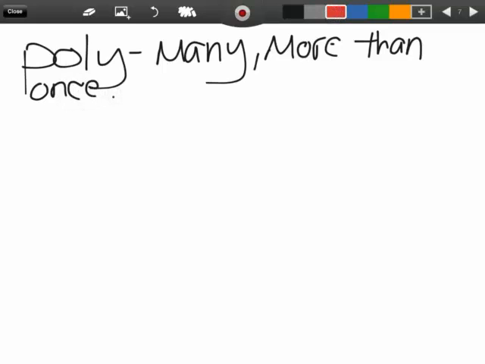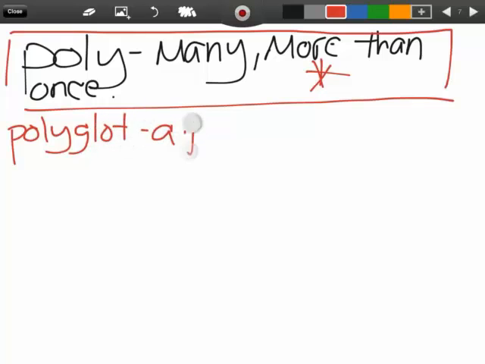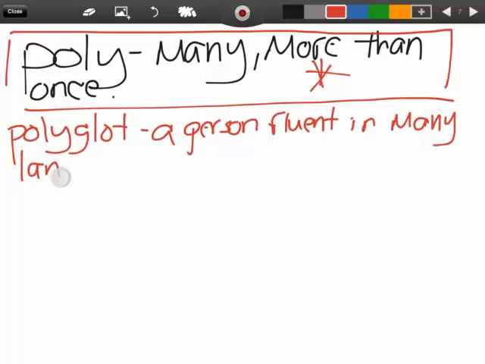And I'm going to go ahead and underline this or put it in a box because it's a commonly used root. Actually, I'm going to even put a star here to show you how important it is. I'm going to go ahead and give you two examples. One of them is polyglot, meaning a person fluent in many languages.